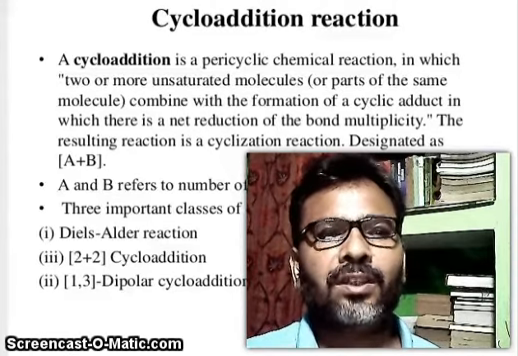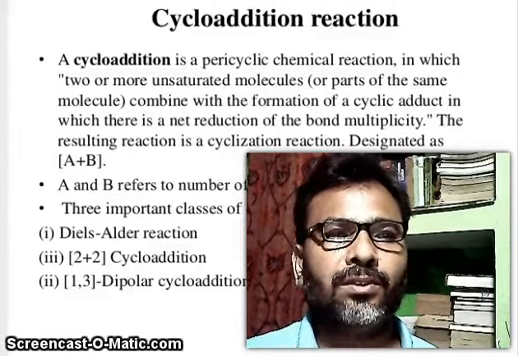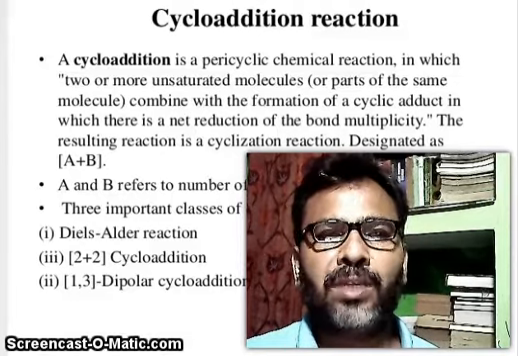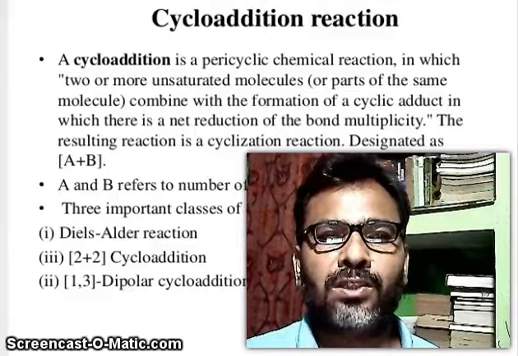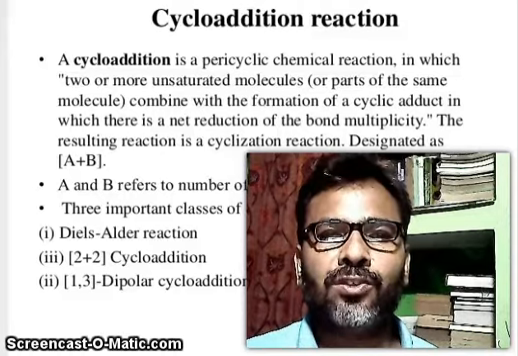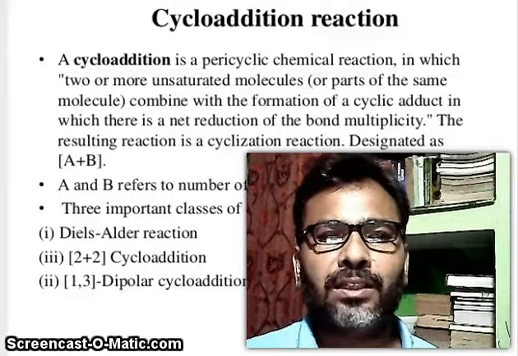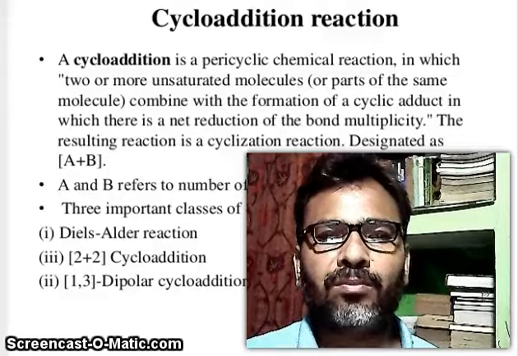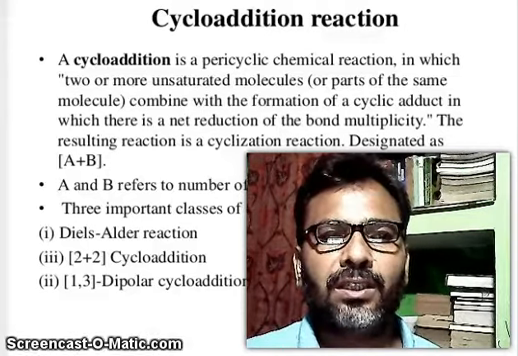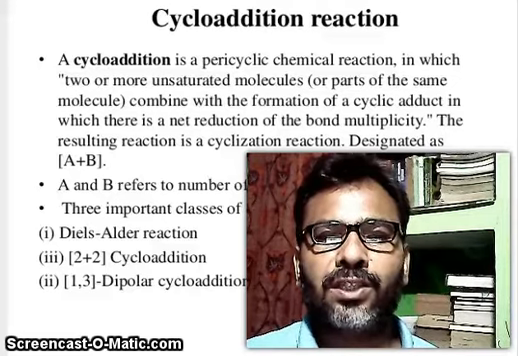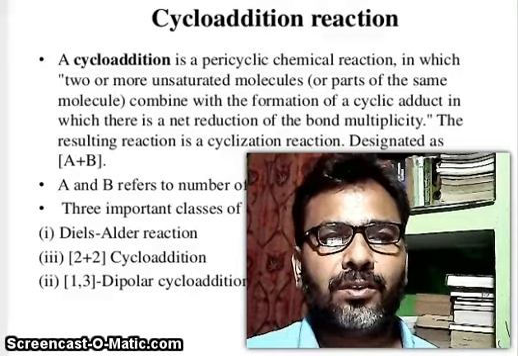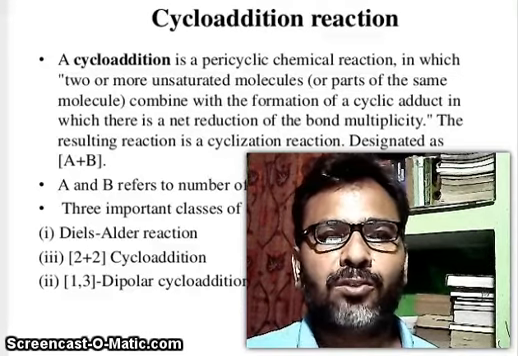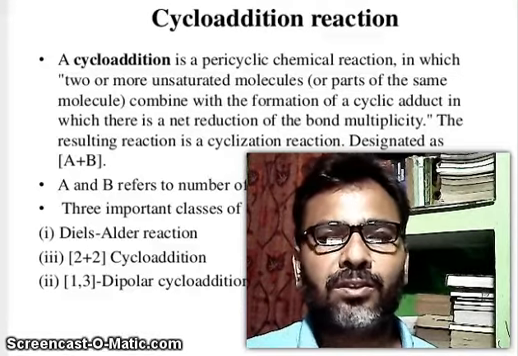Now I will discuss cycloaddition reactions. A cycloaddition is a pericyclic chemical reaction in which two or more unsaturated molecules or parts of the same molecule combine with the formation of a cyclic product in which there is a net reduction of bond multiplicity. The resulting reaction is a cyclization reaction designated as A plus B. A and B refer to the number of atoms containing pi electrons.